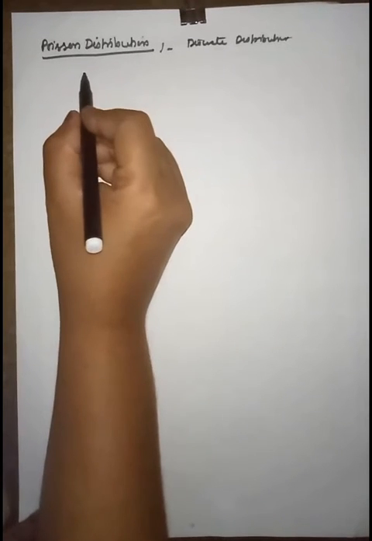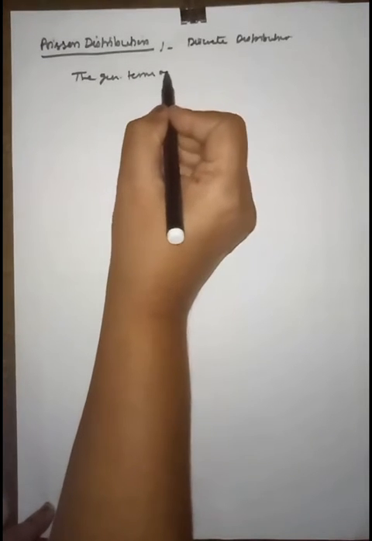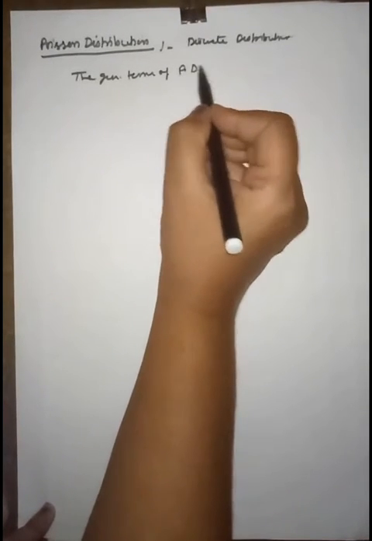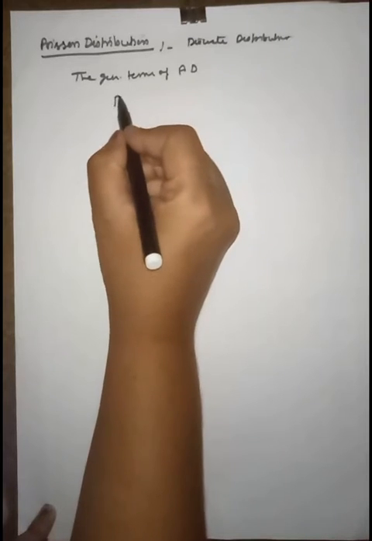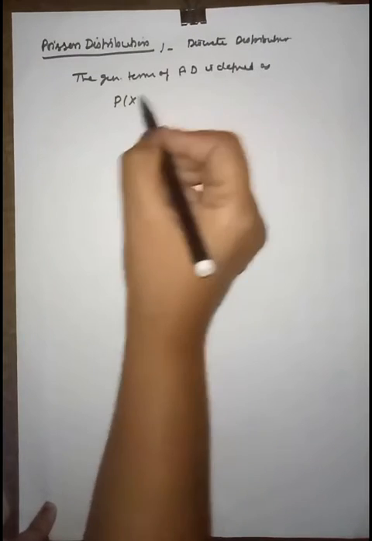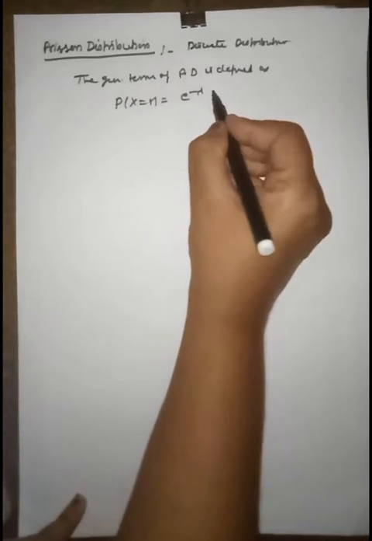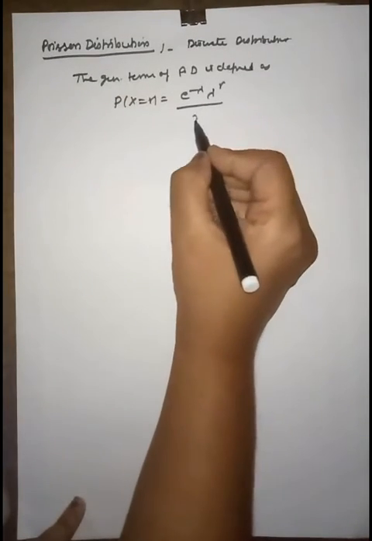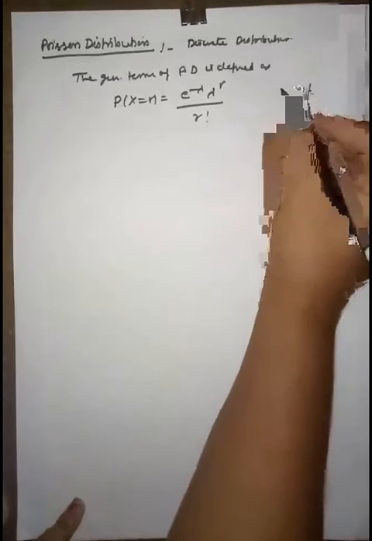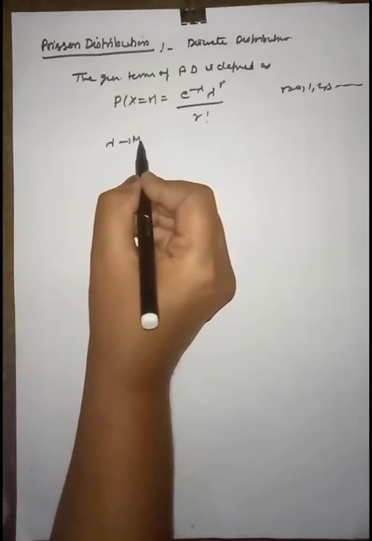So the general term of the Poisson distribution is defined as P(X = r) = e to the power minus lambda, lambda to the power r, upon r factorial, where r equals 0, 1, 2, 3, and so on. Here lambda shows the mean.